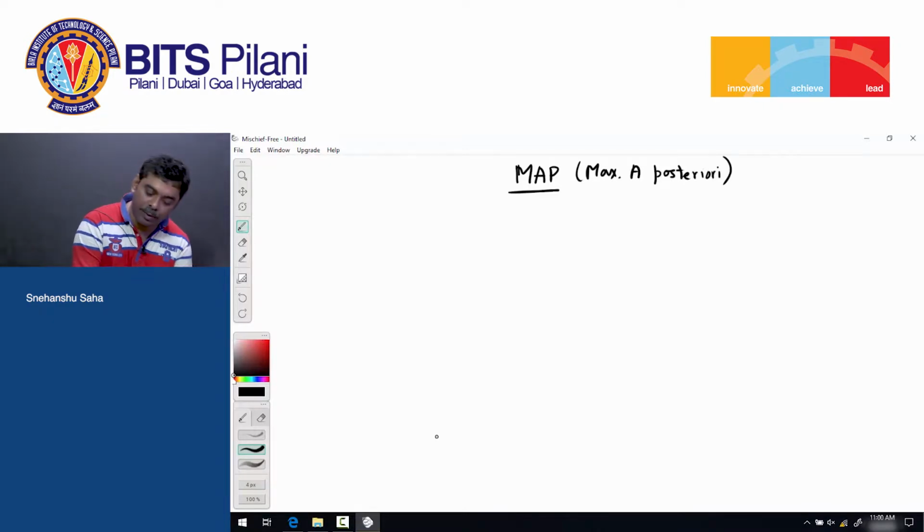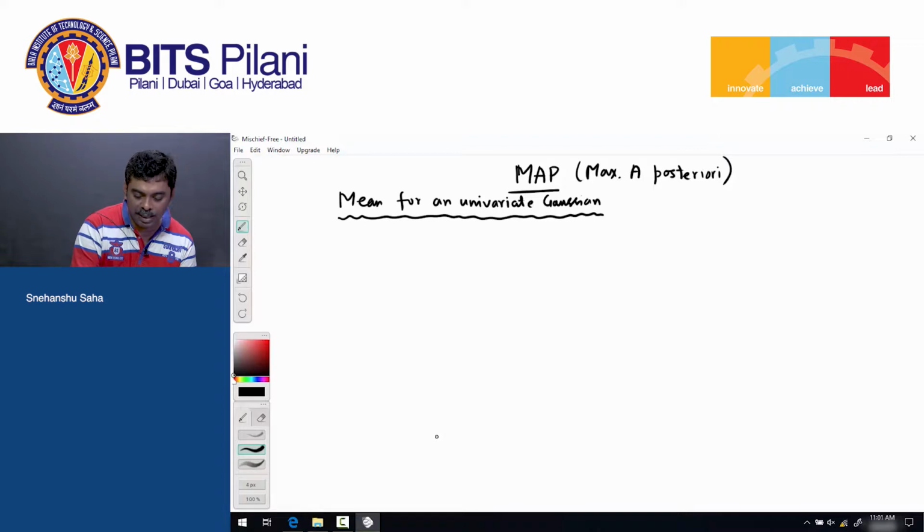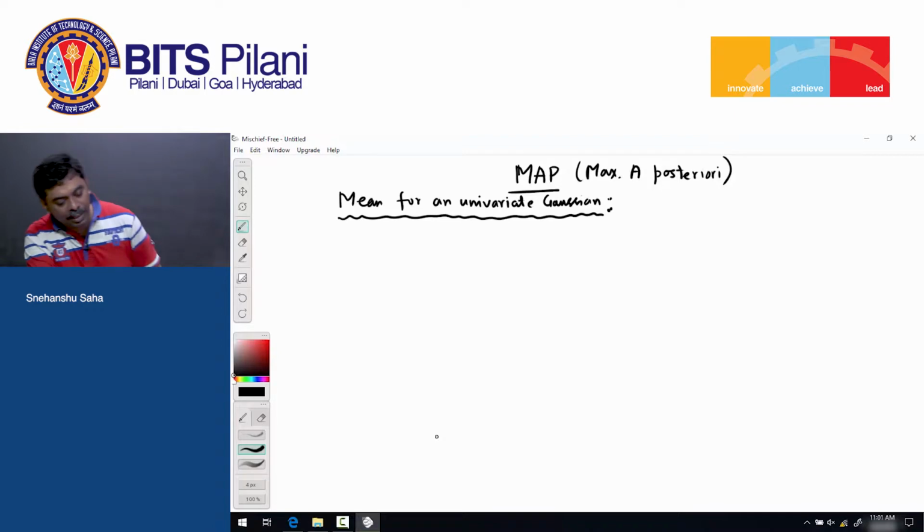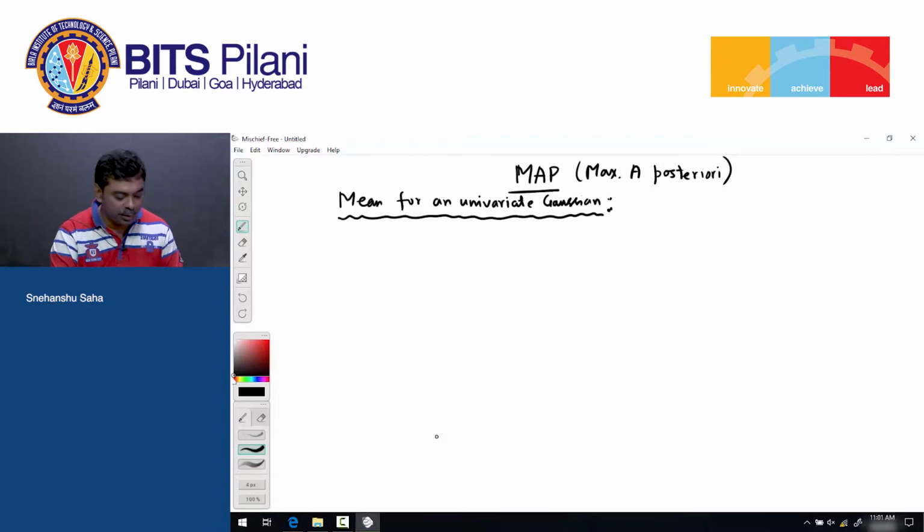What we are going to choose is the mean for a univariate Gaussian. I choose this because I have already shown you the mean for a univariate Gaussian for the MLE, right? So I just want to do the same calculation again, not exactly the same, but just to show the relationship.